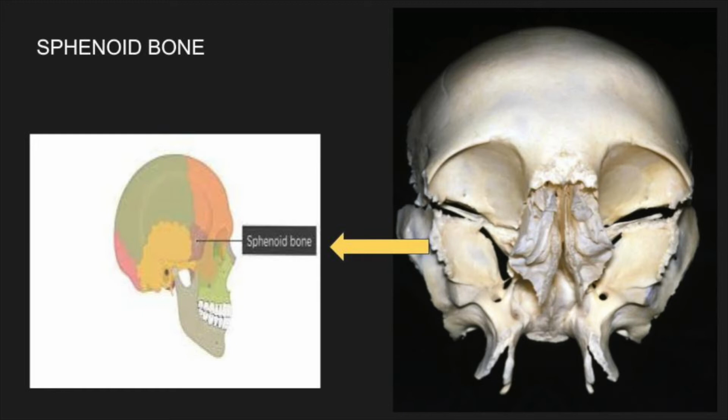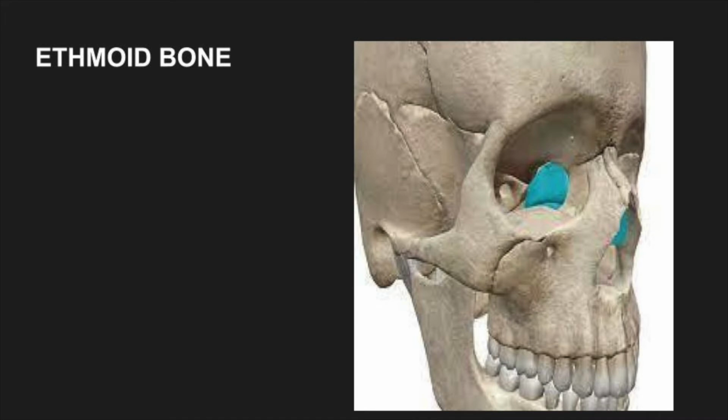The sphenoid and ethmoid bones, located at the front of the skull, form parts of the orbital sockets and the nasal cavity. This is called the ethmoid bone.